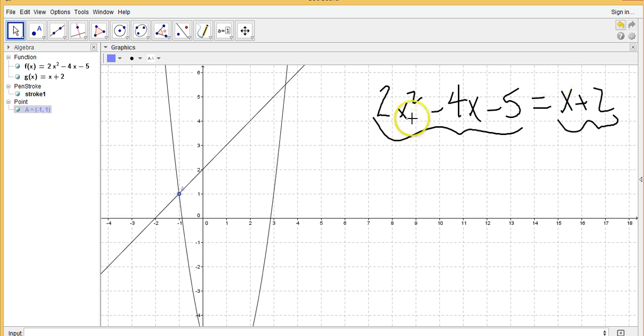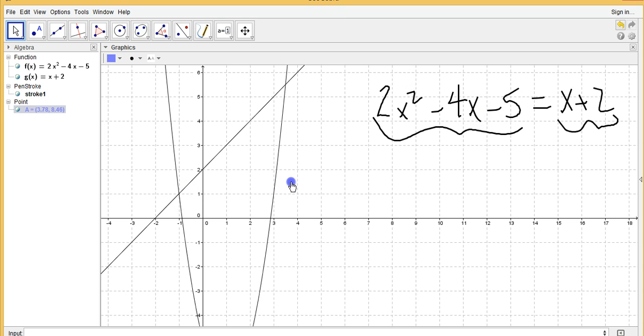So we can see that solution, and let's just do this real quick. Negative 1 squared is 1. 1 times 2 is 2. Negative 4 times negative 1 is a positive 4, so we have 2 plus 4 is 6. 6 minus 5, hey, we get 1 out also.